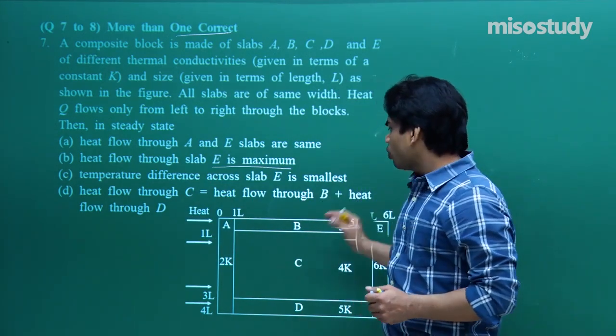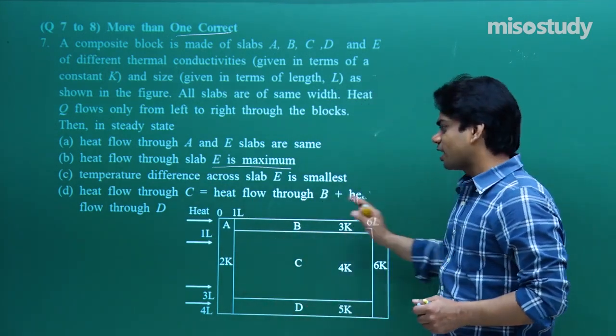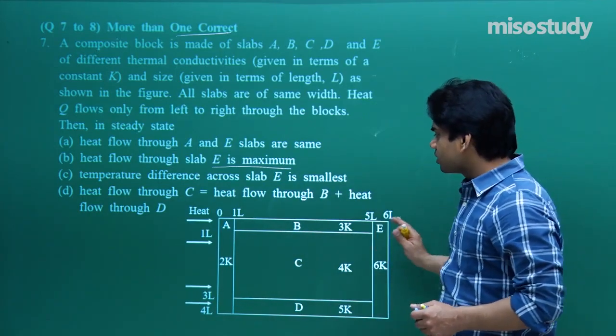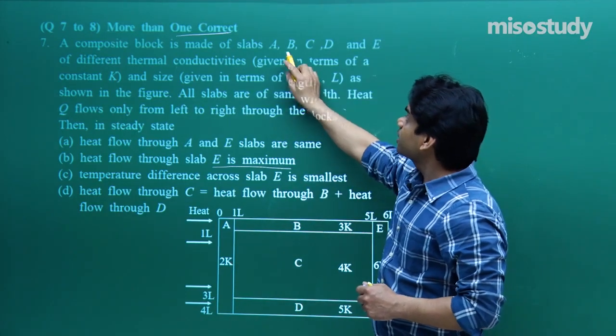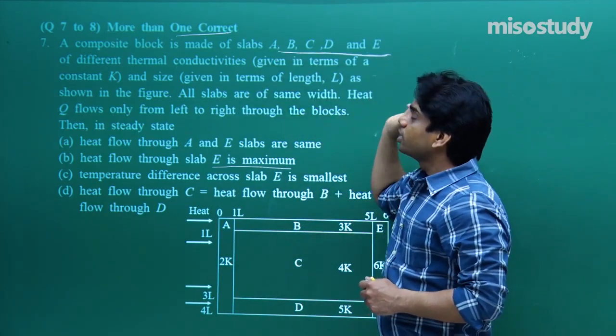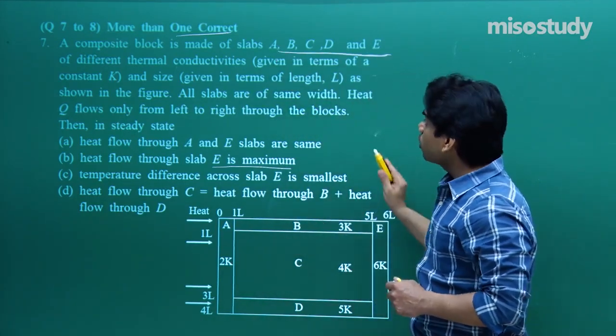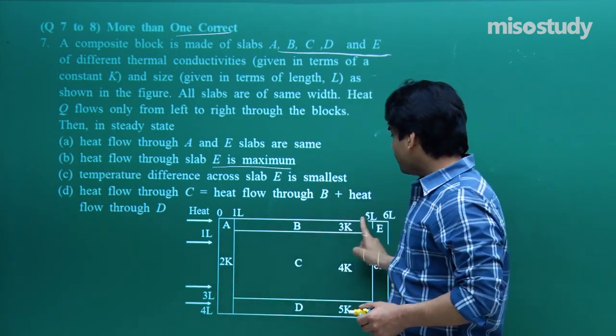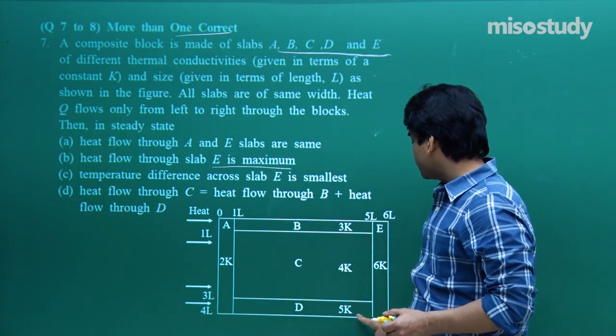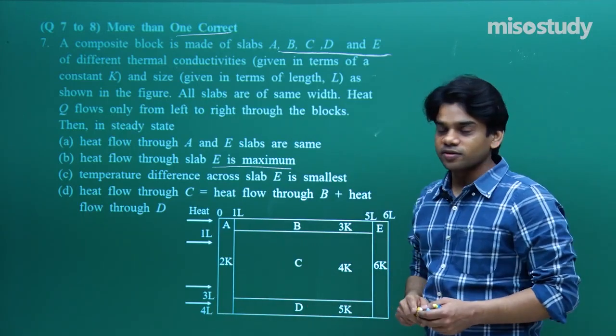The next thing you see here, we have various slabs attached here. It's a composite system. Now read this, how are their dimensions? It says that these are the 5 slabs. They have different thermal conductivities and each of the thermal conductivities are given in terms of K. A is 2K, B is 3K, C is 4K, D is 5K, E is 6K. That is what is given.